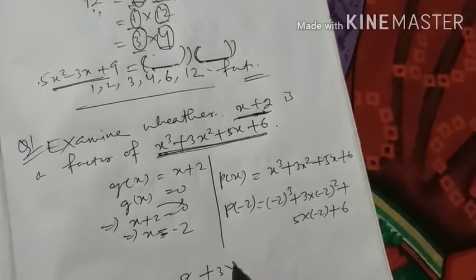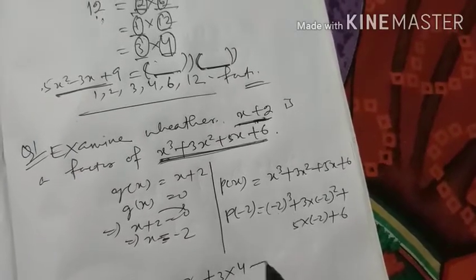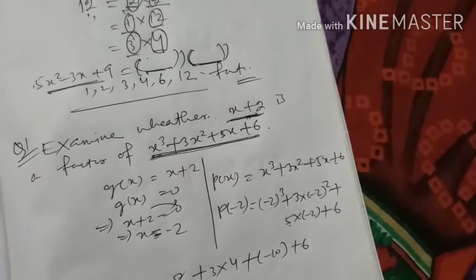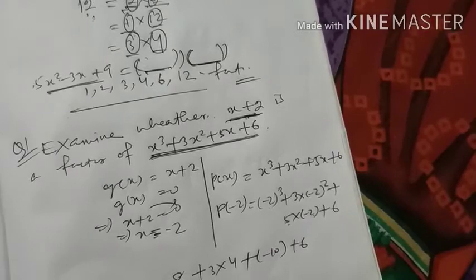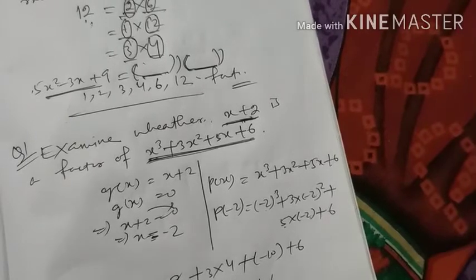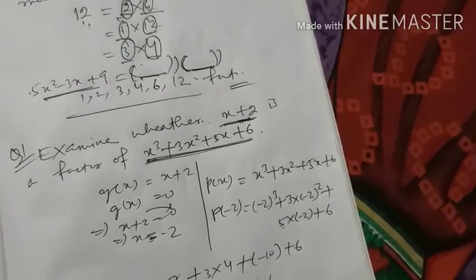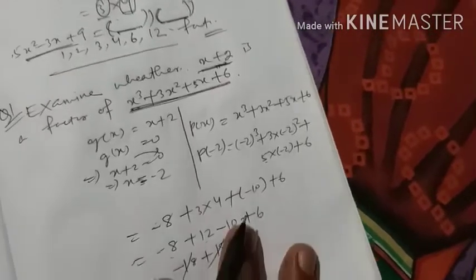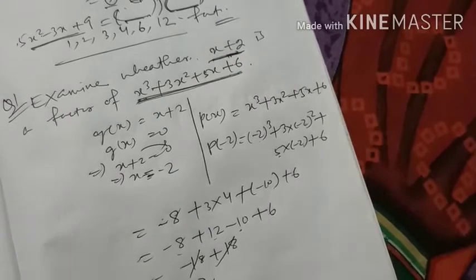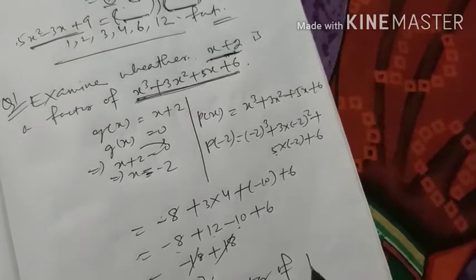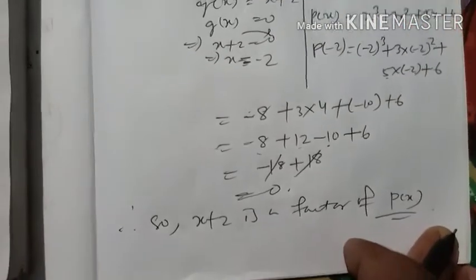Right now we will get 2 into 2 into 2, 8, so minus 2 cube is minus 8, plus 3 into minus 2 square, that is 4, so 12, plus 5 into minus 2, that is minus 10, and plus 6. Here it will be minus 8 plus 12 minus 10 plus 6. Minus 10 minus 8 is minus 18, 12 plus 6 is 18, so plus 18 minus 18 cancels, and we will get 0. So x plus 2 is a factor of the polynomial p of x. In this way we can solve this type of question.